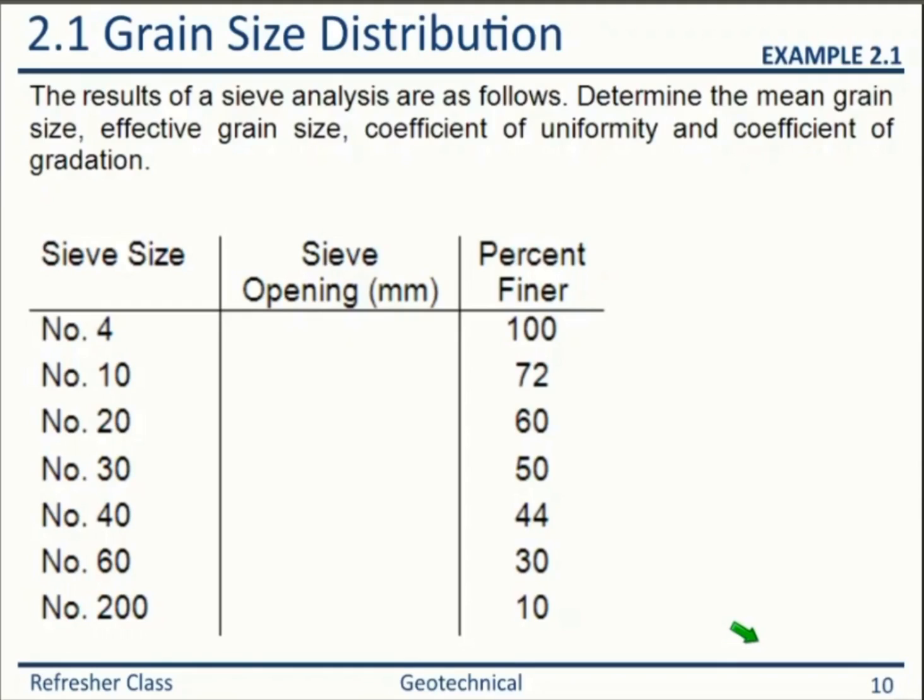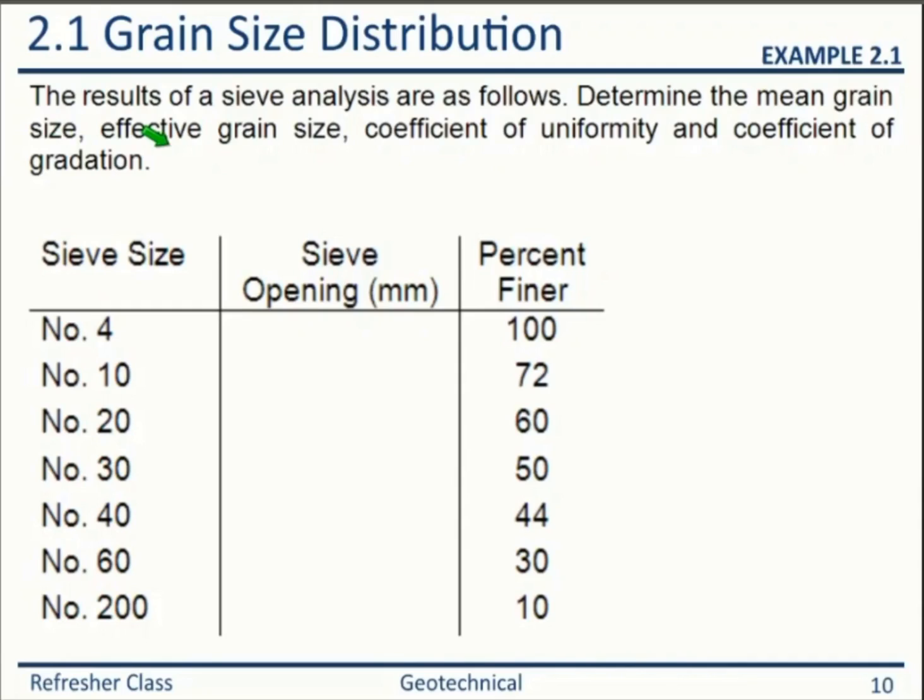Please read the question. So example 2.1 talks about sieve analysis as shown here. Sieve sizes are given here and percentage finers are given here. You need to find the mean grain size. Mean grain size means D50, statistically 50%. So mean grain size is D50.